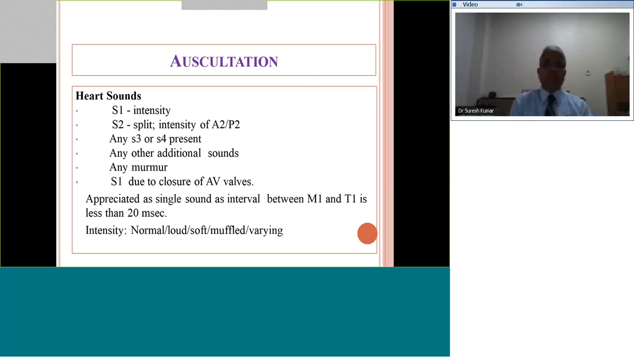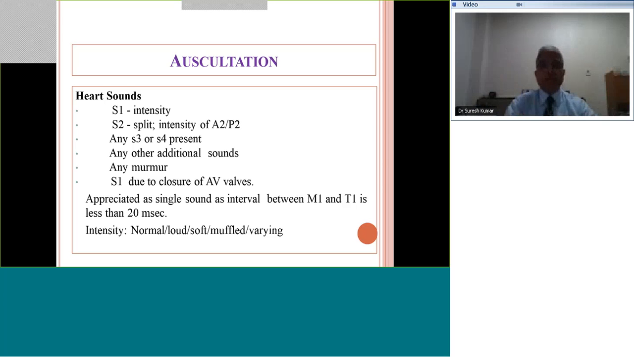Now start with S1. S1 is related to the closure of the AV valves. The actual sound may not be generated by the AV valves. There are different theories on that. Again, you can easily read them up. The tensing of the chordopapillary structures as the sudden deceleration when the AV valve closure occurs is one of the common theories.